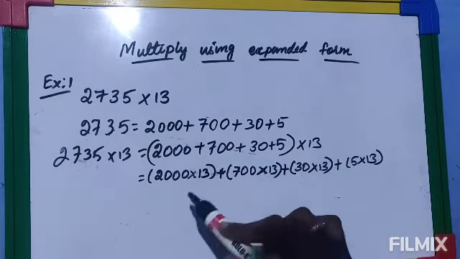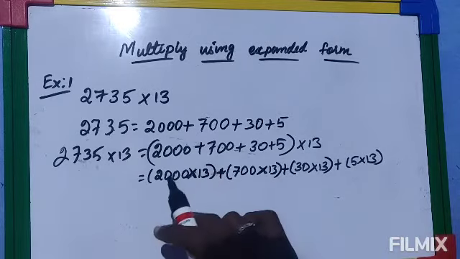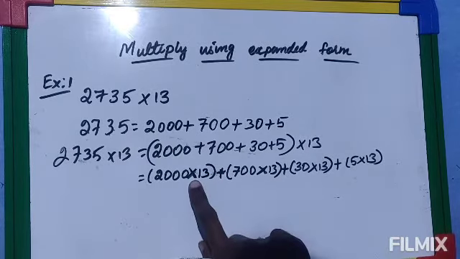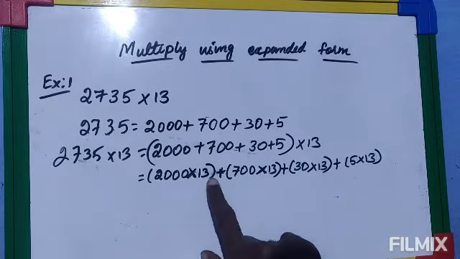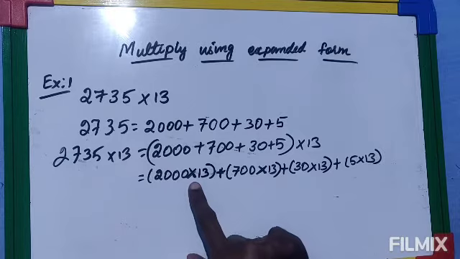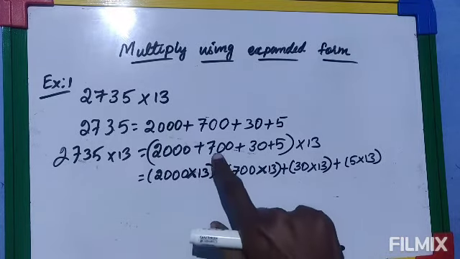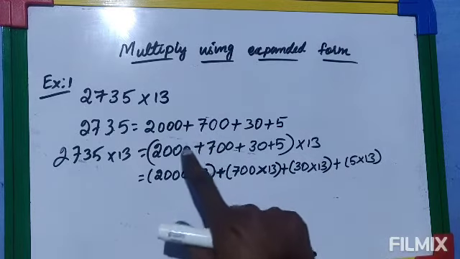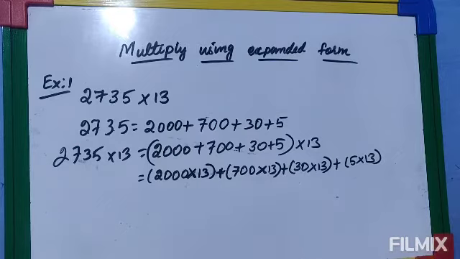Remember, last year many students used to make mistakes. Inside the bracket multiply, outside the bracket plus. Remember that and keep in mind, don't change it. They used to write plus inside and multiply outside. And since you are distributing to each number, each number you separately write in a bracket. Now we have to multiply.